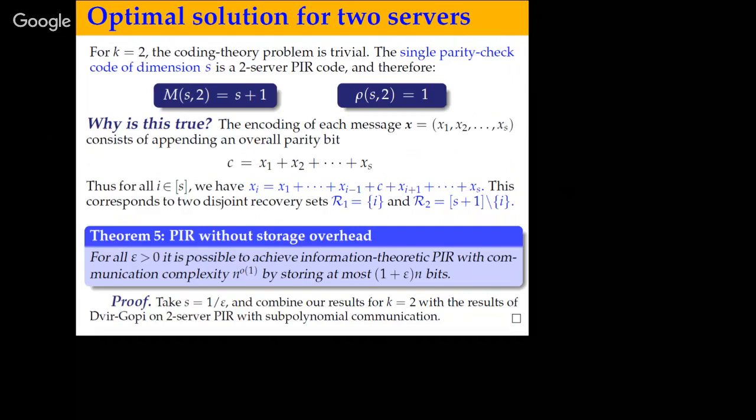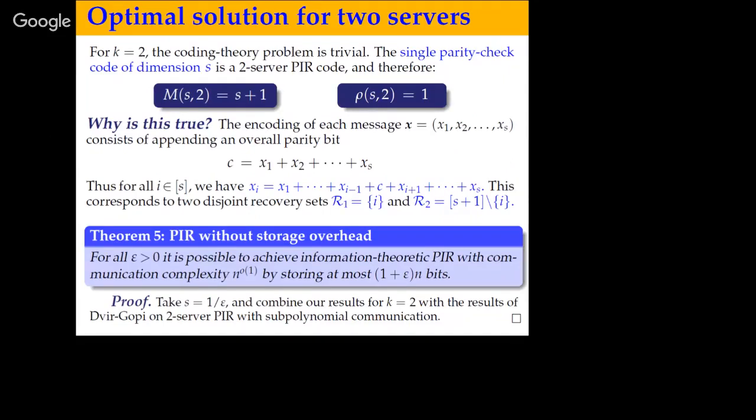Okay, how is this proved? Very, very easy. You give me epsilon, and I'll just take s to be 1 over epsilon. So what will my storage overhead be if s is 1 over epsilon? It's going to be exactly this, because I add just one more bit of redundancy. And for the protocol that I'm emulating, I'll take the Yekhanin protocol, which is the best communication complexity known, and it works with 2 servers. Is this clear?